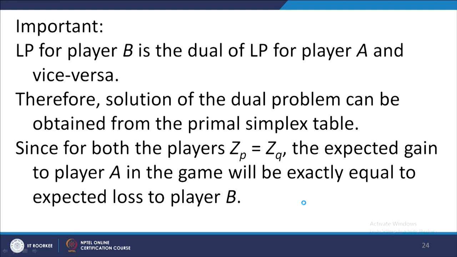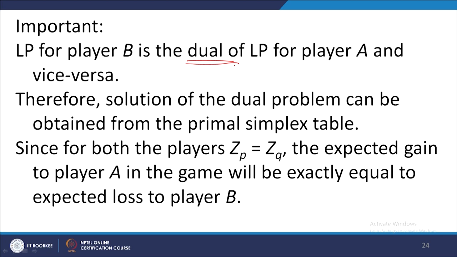Now, you must have observed a relationship between the LP for the player A and the LP for the player B. The LP for the player B is the dual of the LP of the player A and vice versa. This is a very important result, and it shows another very important application of the duality theory which we have studied in the previous lectures. Therefore, the solution of the dual problem can be obtained from the primal simplex table. Remember, we have seen a result where from the optimum table of the primal we can actually derive the solution of the dual and vice versa.